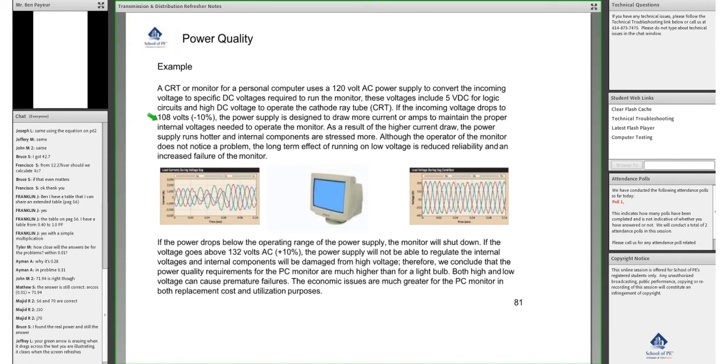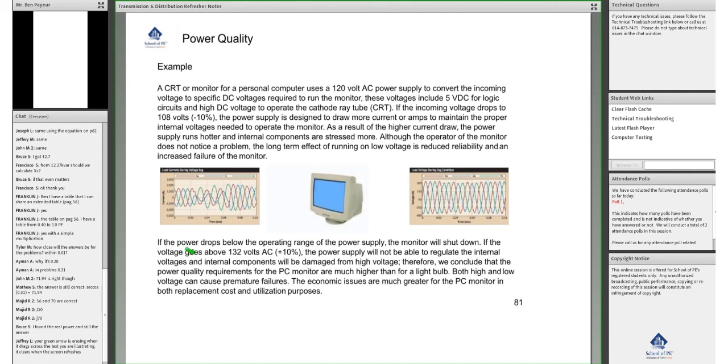Cathode ray tube. If the incoming voltage drops to 108 volts, minus 10%, the power supply is designed to draw more current, or amps, to maintain the proper internal voltages needed to operate the monitor. As a result of a higher current draw, the power supply runs hotter and internal components are stressed more. Although the operator of the monitor does not notice a problem, the long-term effect of running on low voltage is reduced reliability and an increased failure rate of the monitor. If the power drops below the operating range of the power supply, the monitor will shut down.